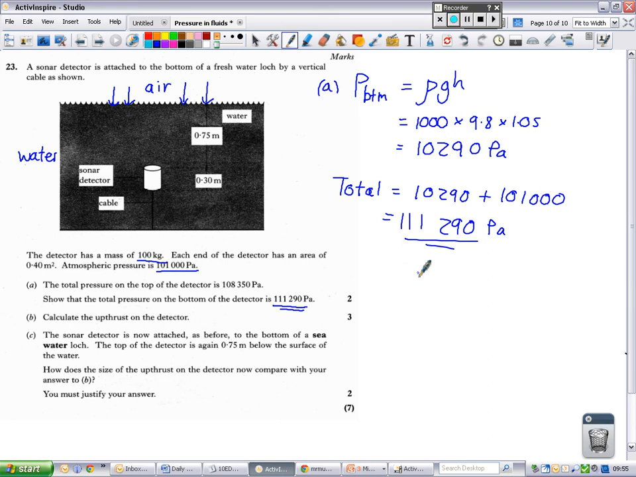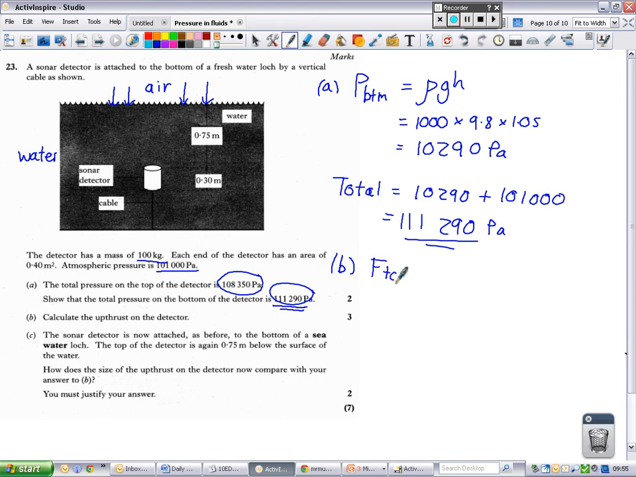Part b, calculate the upthrust on the detector, and this is for 3 marks. So, a lot of working to be done here, but you've got both the pressures that you need. You've got the pressure on the top, you've got the pressure on the bottom. So all you have to do is calculate the force on the top and the force on the bottom, and then figure out the difference between those, and that is your upthrust.